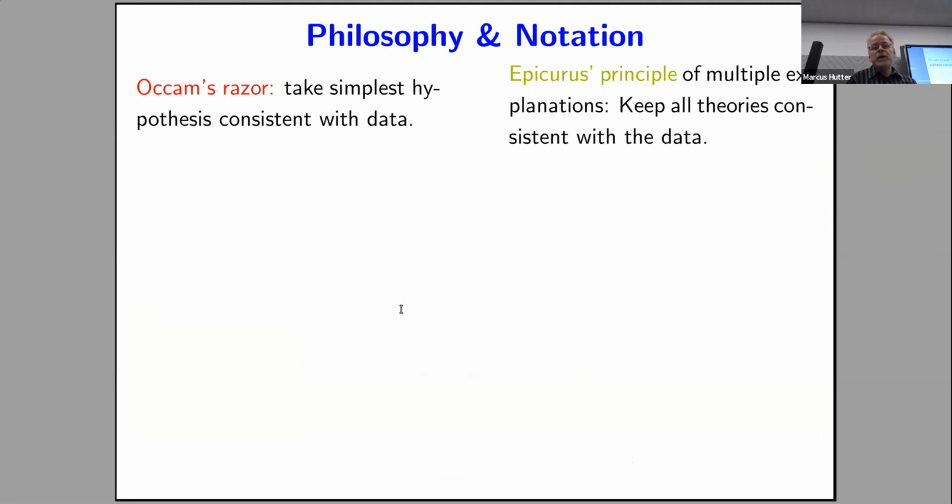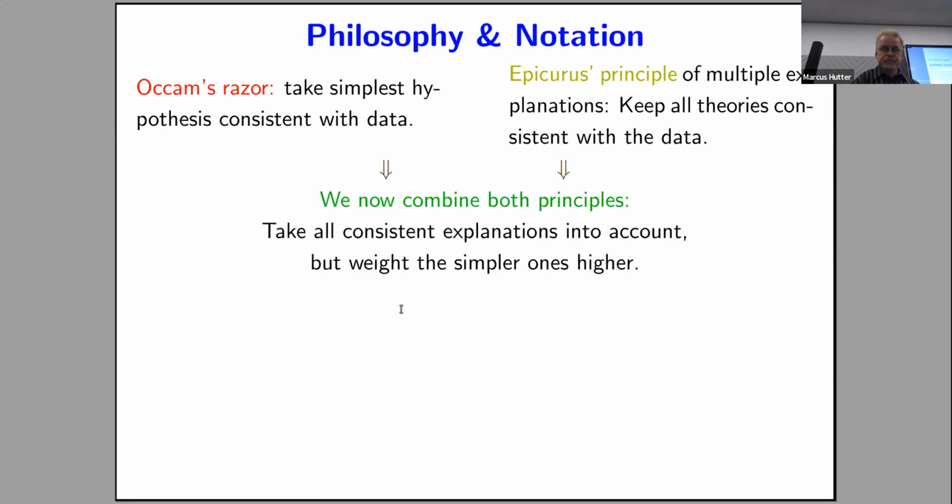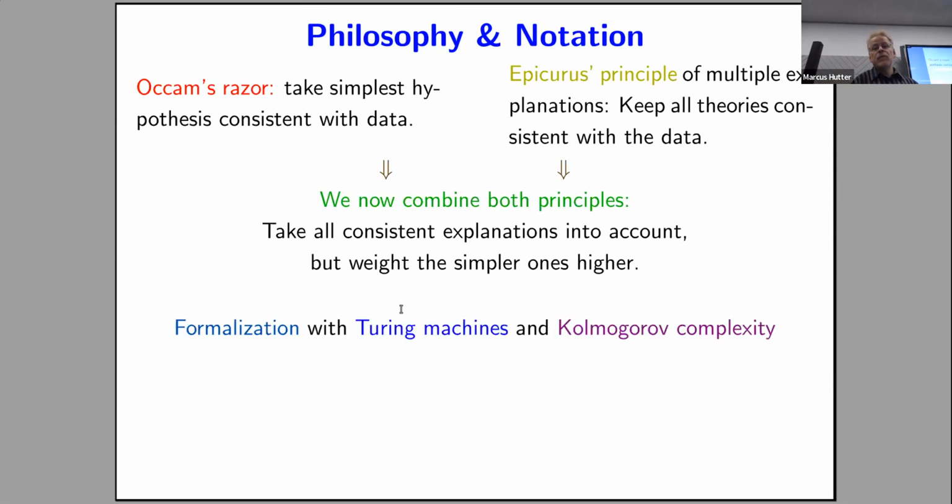What he did is he combined two principles, Occam's razor and Epicurus' principle. Occam's razor says take the simplest explanation consistent with the data. Epicurus says keep all of the explanations. And he combined both principles in a way of weighing different hypotheses, giving a higher weight to simple hypotheses. Well, this is all philosophy in words, and as scientists, we need to quantify things. And he used Kolmogorov complexity. Sort of, he invented Kolmogorov complexity in order to quantify it.